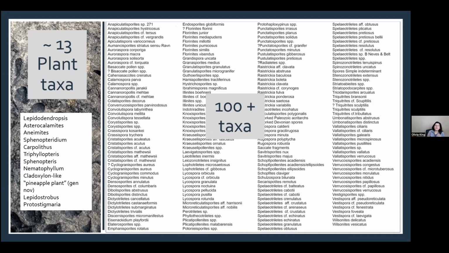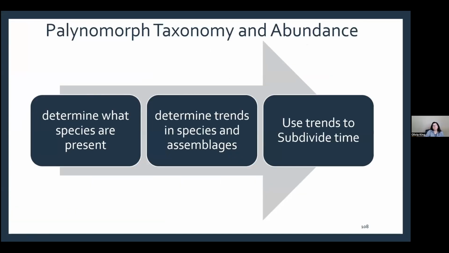And if we compare that to the macro fossils in New Brunswick, we can see there's only about 13 plant species or plant taxa that we know of. So you can see the detail in the palynology is actually quite high in comparison to our macro fossils at the time. So once we've identified what we have, we start determining basically what trends do we see? What are the first occurrences, the last occurrences, abundances, and we use those trends to start subdividing in the time.